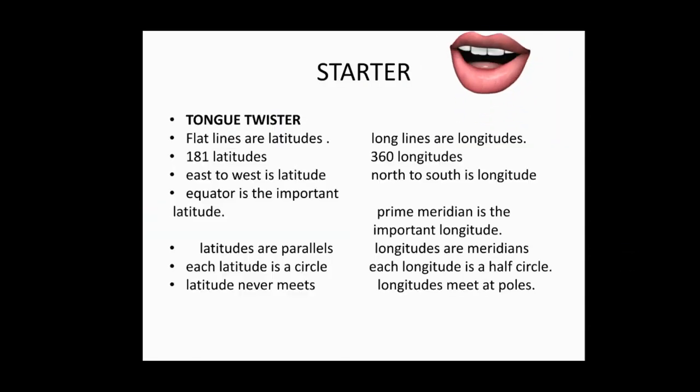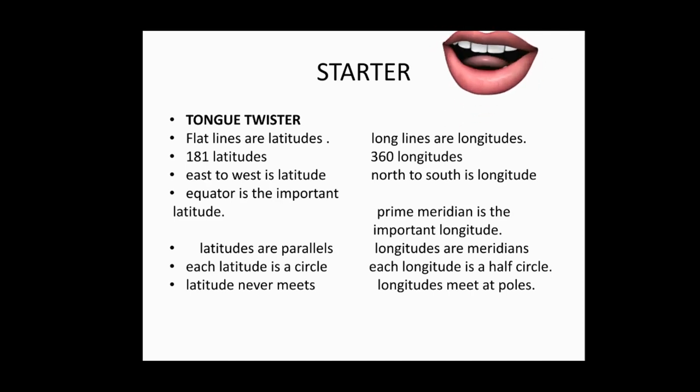So, let's start the lesson with an interesting starter. To twist your tongues, here comes the lats and longs tongue twister. Flat lines are latitudes, long lines are longitudes. Children, repeat after me. Flat lines are latitudes, long lines are longitudes. 181 latitudes, 360 longitudes.